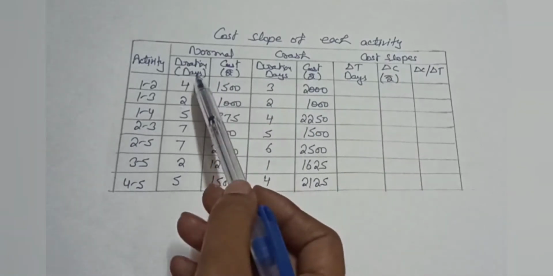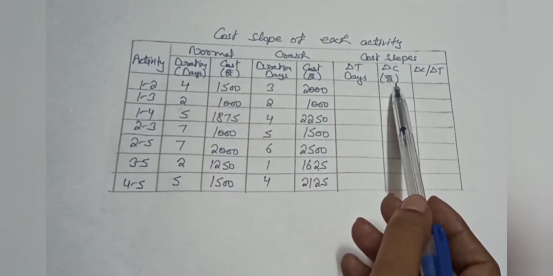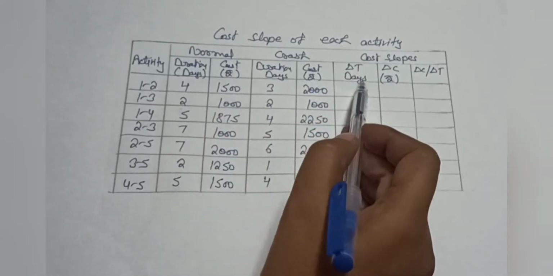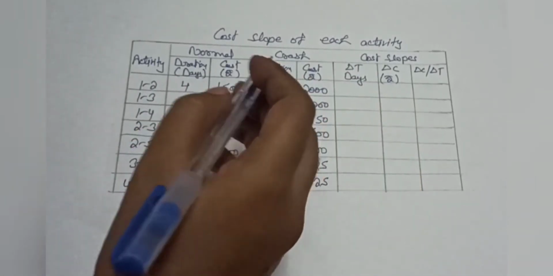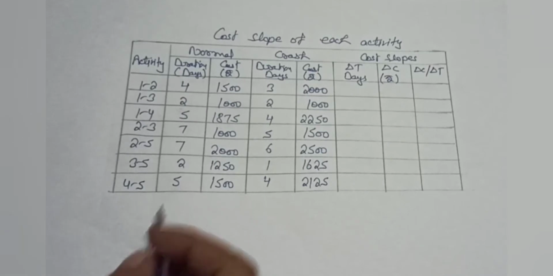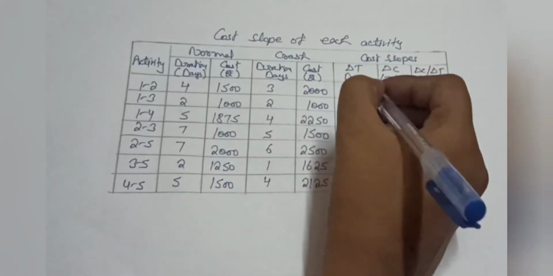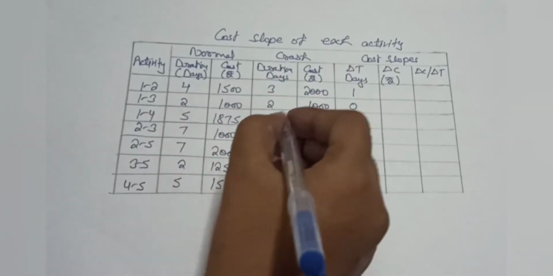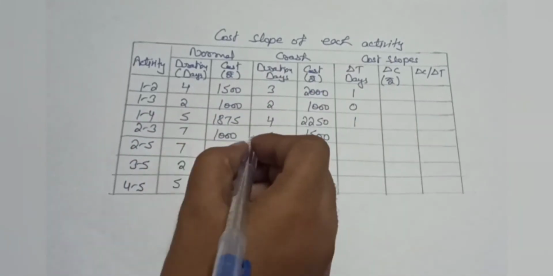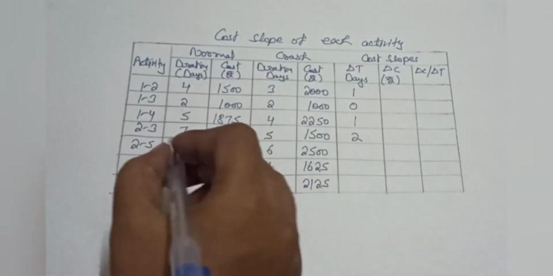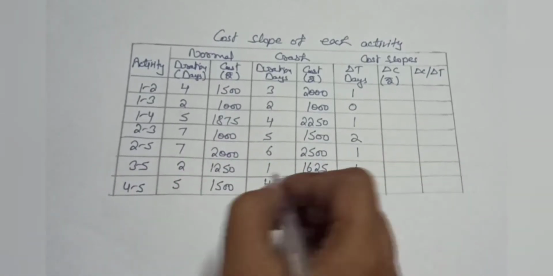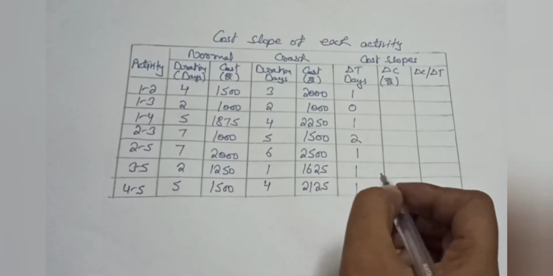As we have to calculate days, we have to calculate cost. So the formula for calculating days is 4 minus 3, which is equal to 1. 2 minus 2 is equal to 0. 5 minus 4 is equal to 1. 7 minus 5 is equal to 2. 7 minus 6 is equal to 1. 2 minus 1 is equal to 1. 5 minus 4 is equal to 1.